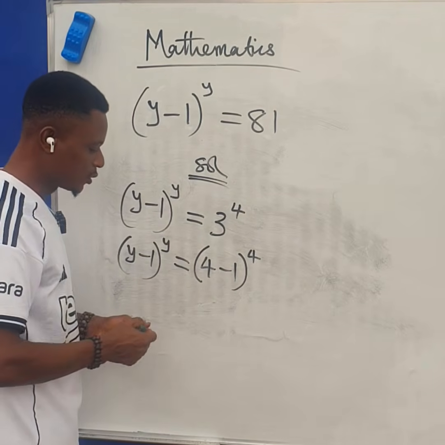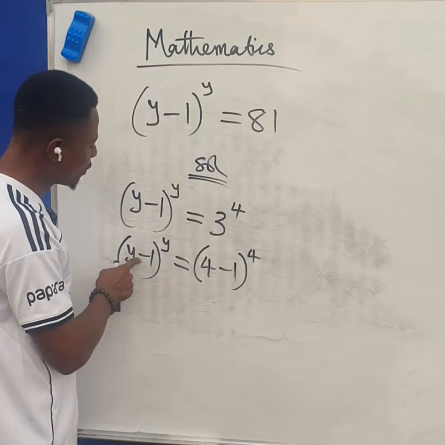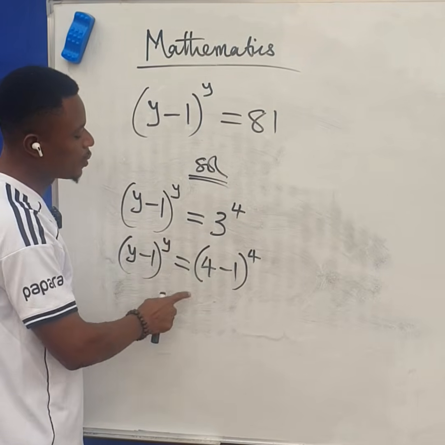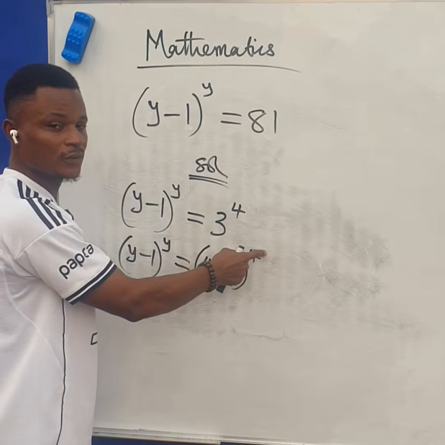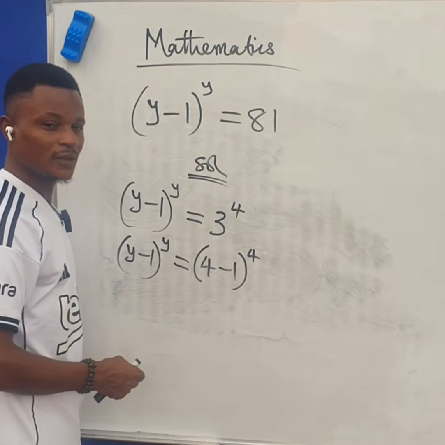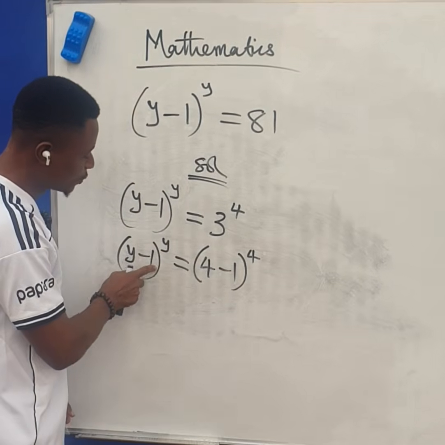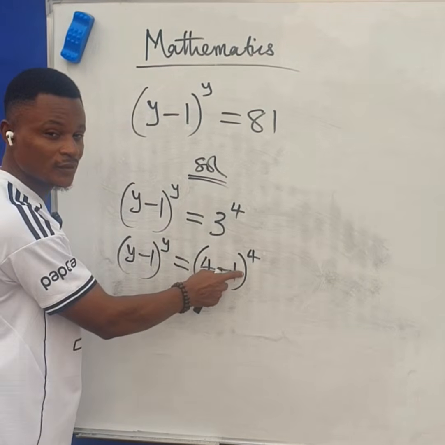Now let us look at the two sides of the equation again and see if they look alike. Here we have (y − 1) raised to the power of y. Here we have (4 − 1) raised to the power of 4. Do they look alike? Yes, they look alike. And the question is how? This number here, minus 1. Here we have this number, minus 1.